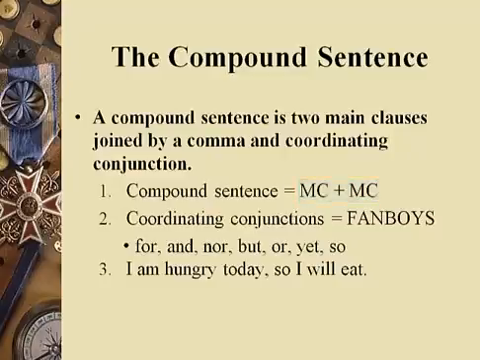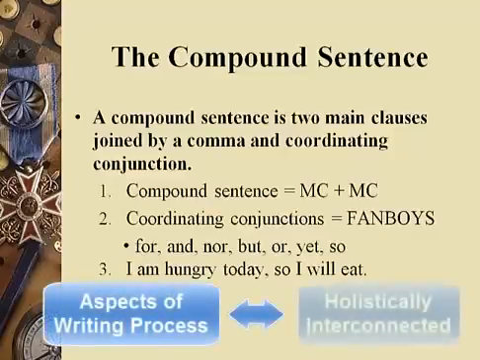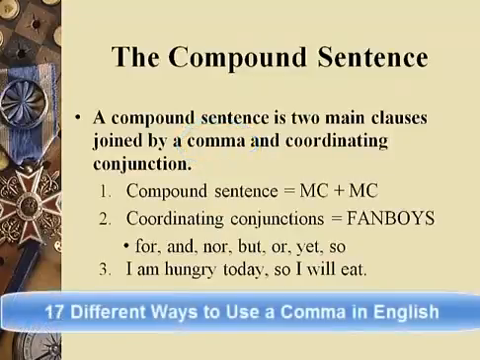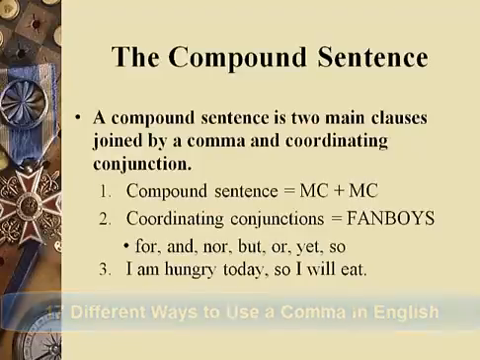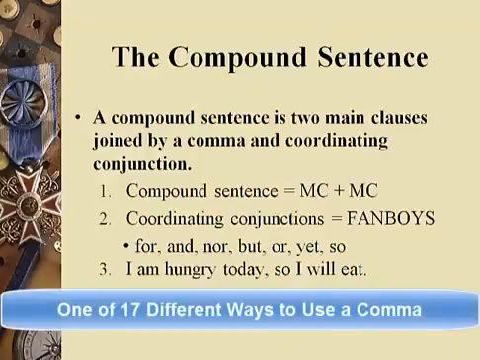Now, whenever we study any one aspect of the writing process, everything holistically comes together, and we start discussing other elements of writing as well. And here we enter into the conversation on comma usage. My gut instinct is that most people I know are comma challenged, and I think that's probably because there are 17 different ways in the English language to properly use a comma. So the best thing to do with commas is to just learn them as you go. And this is one of the 17 ways to use a comma. It's with a compound sentence.